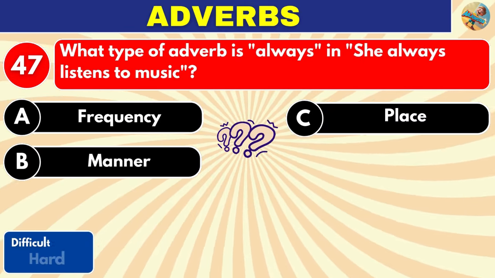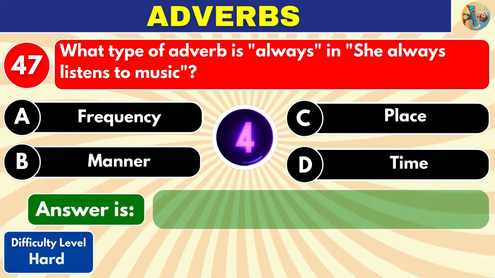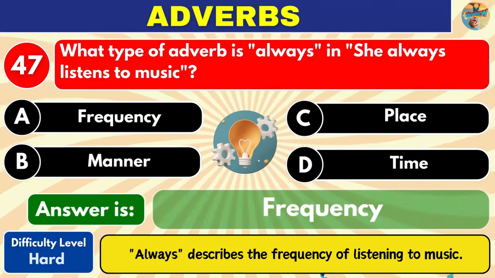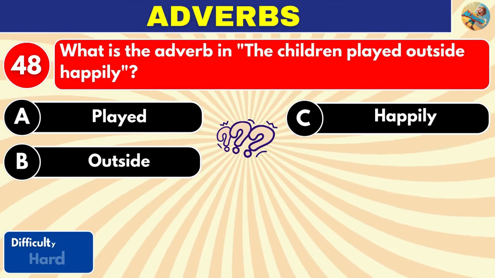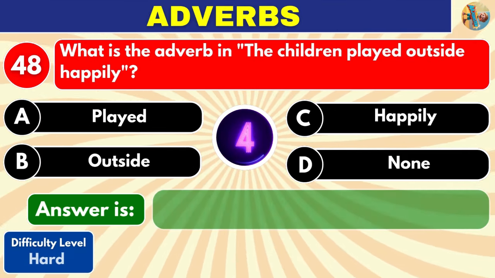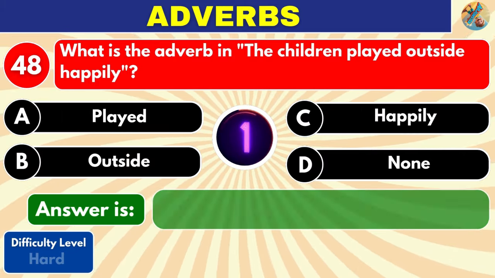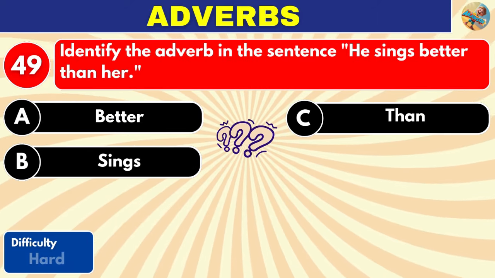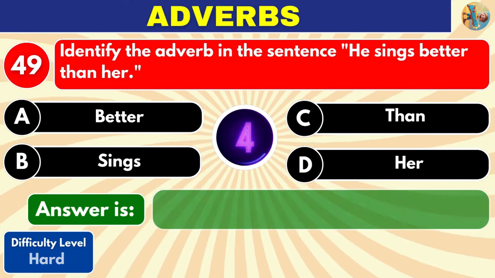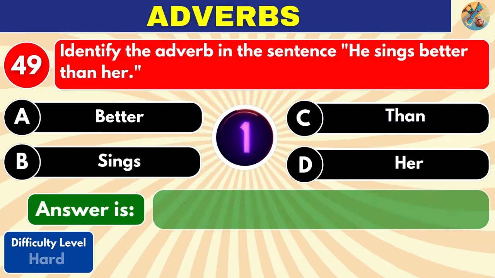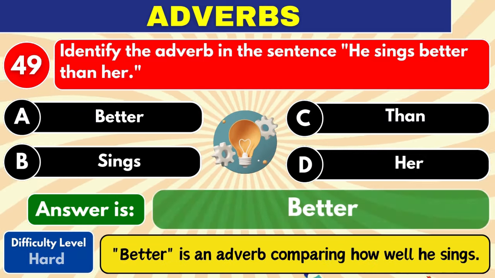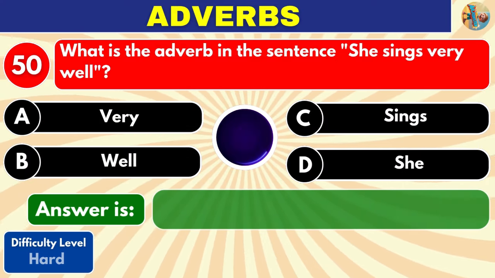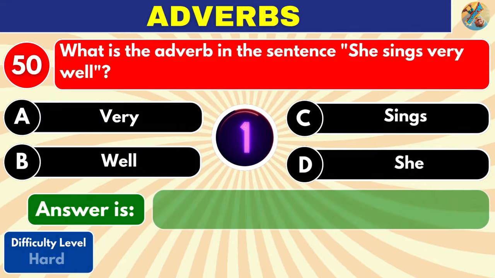Question 47 is what type of adverb is always in she always listens to music? Answer 47 is frequency. Question 48 is what is the adverb in the children played outside happily? Answer 48 is happily. Question 49 is identify the adverb in the sentence he sings better than her. Answer 49 is better. Question 50 is what is the adverb in the sentence she sings very well? Answer 50 is well.